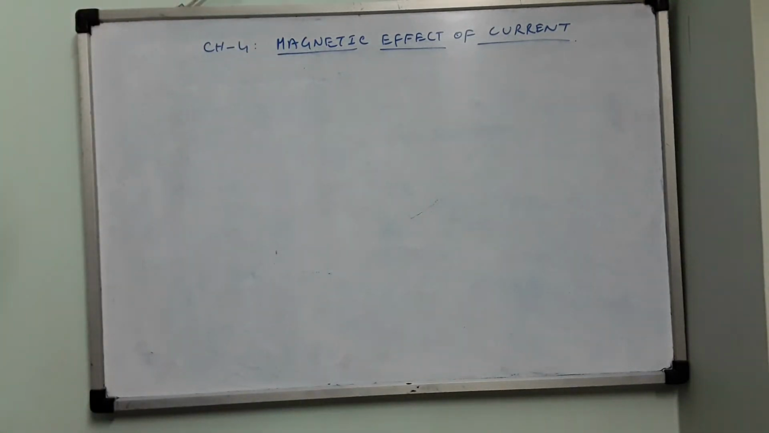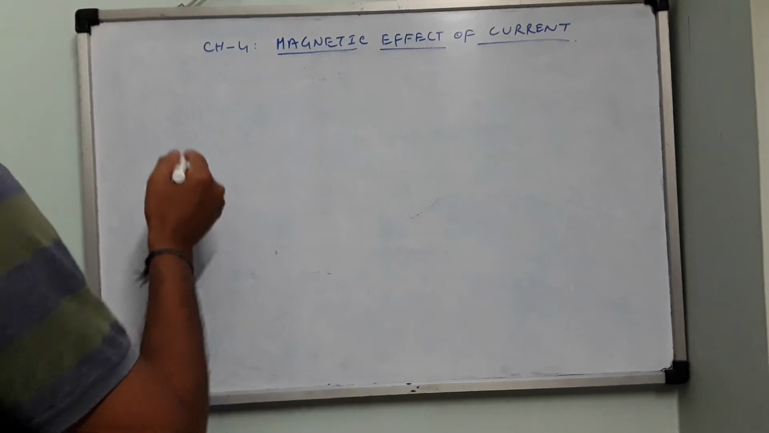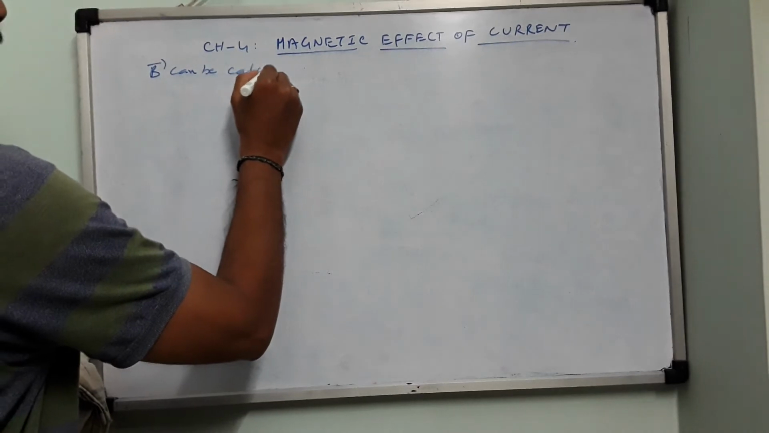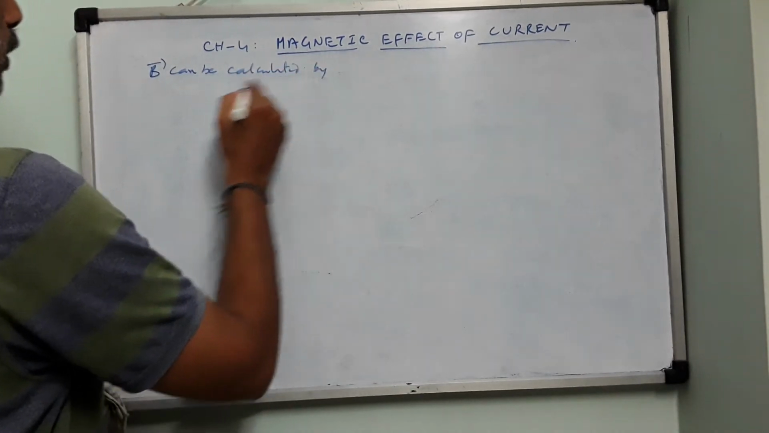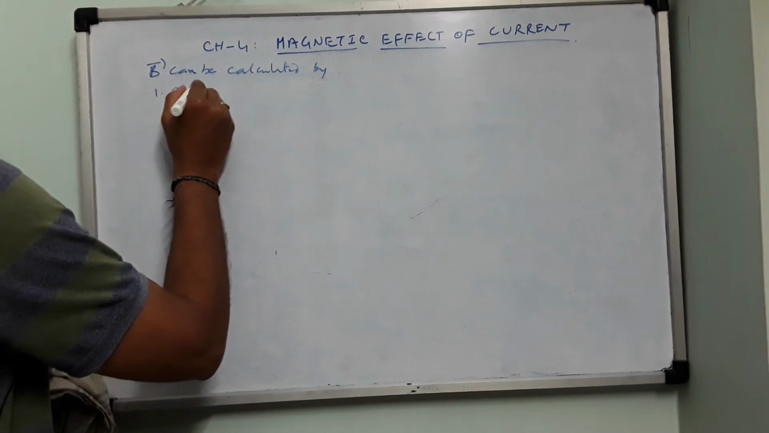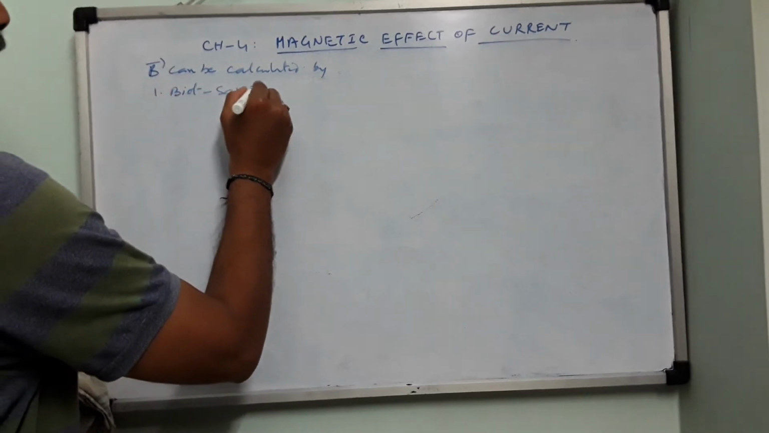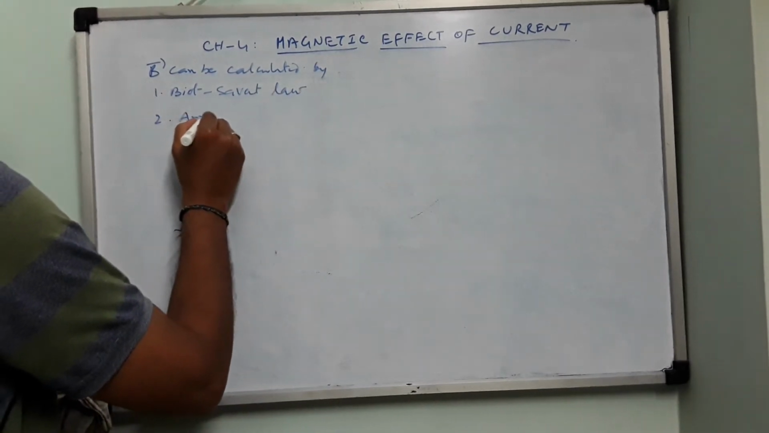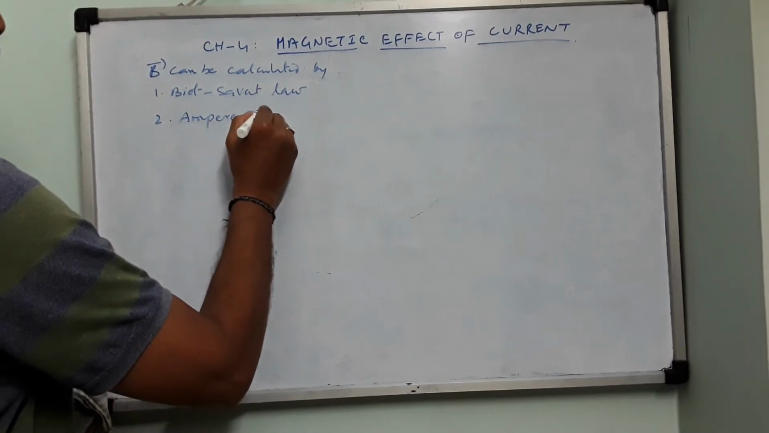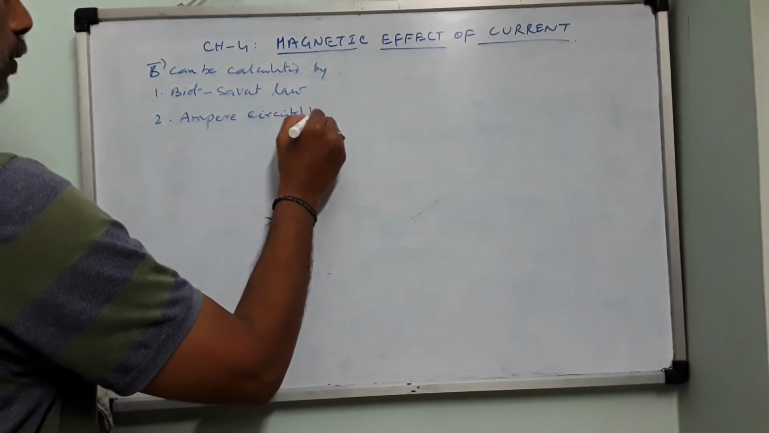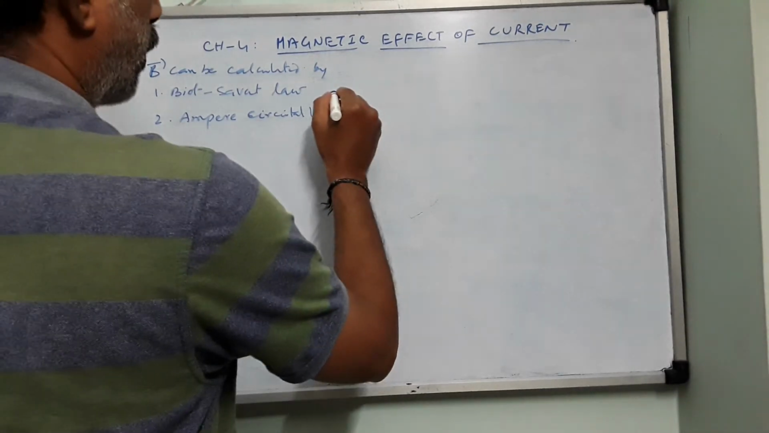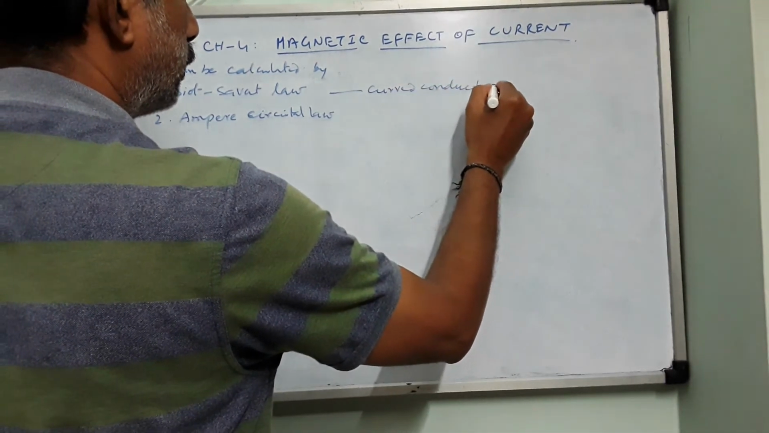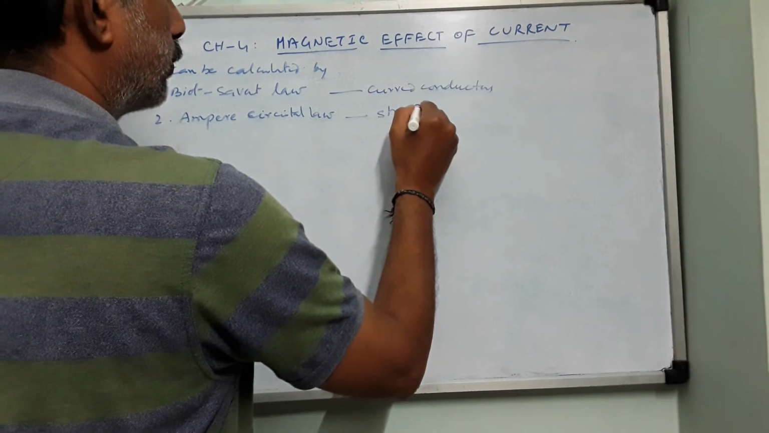Okay. So first one is Biot-Savart's law. So B can be calculated by, number one, Biot-Savart law. These are names of scientists. Second one is Ampere circuital law. Biot-Savart's law is used for curved conductors generally, and Ampere circuital law will be used for straight conductors.